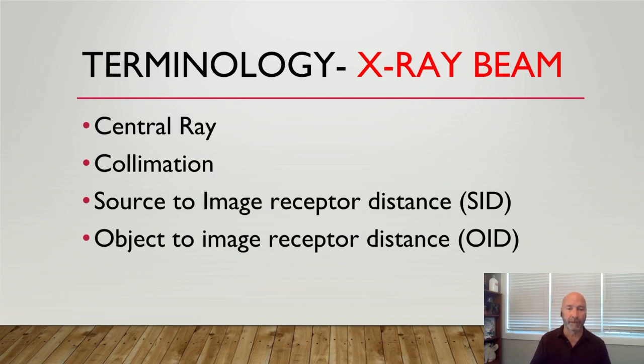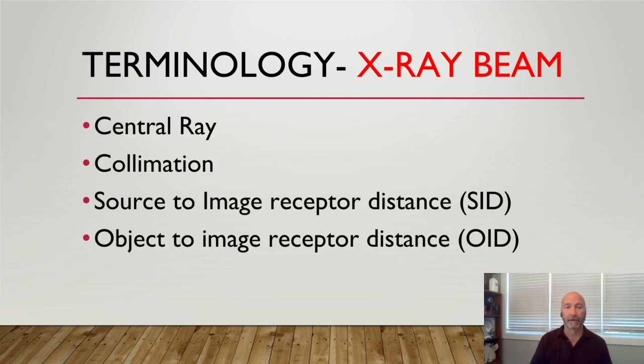The source to image receptor distance, the source is an X-ray tube. So the distance between your source, that being an X-ray tube, and the image receptor, that's the medium that we use to record the image, is our source to image receptor distance. So if we were using a film, let's say, then our SID would be the distance from the X-ray tube to the film. But we use digital image capture now, so it's really from the X-ray tube to the image receptor.